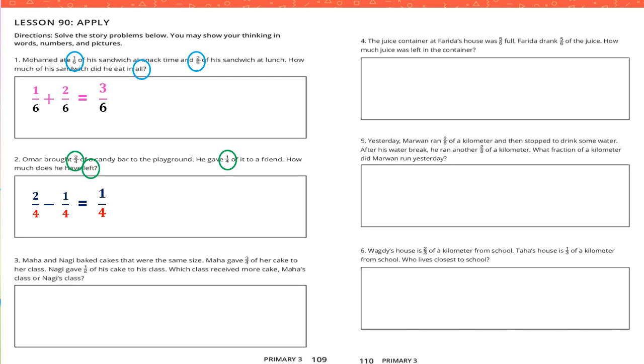Number 3. Maha and Nagi baked cakes that were the same size. Maha gave 3/4 of her cake to her class. Nagi gave half of his cake to his class. Which class received more cake, Maha's class or Nagi's class? Here we wanted to compare. Which is bigger, 3/4 or half? What shall we do here?